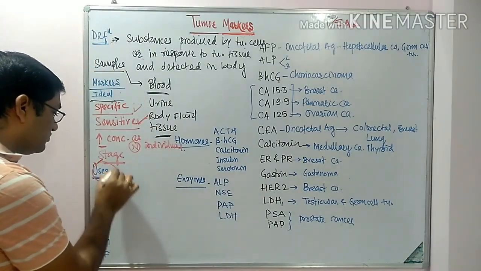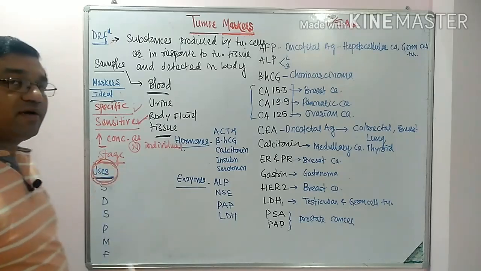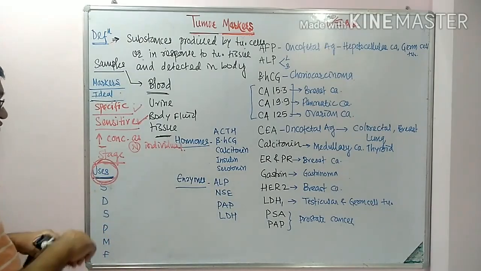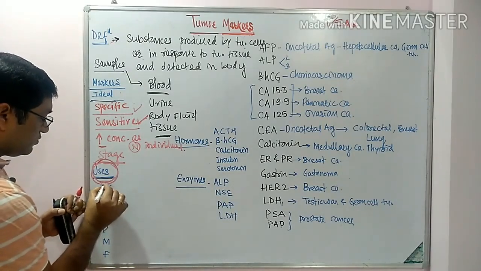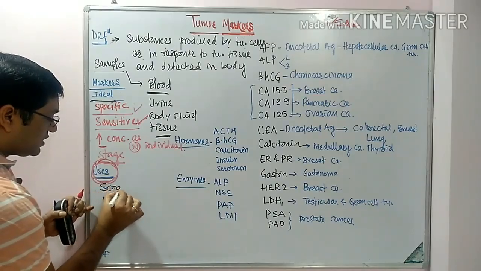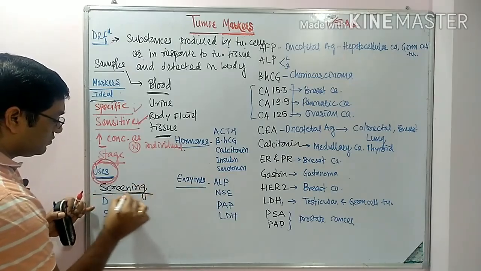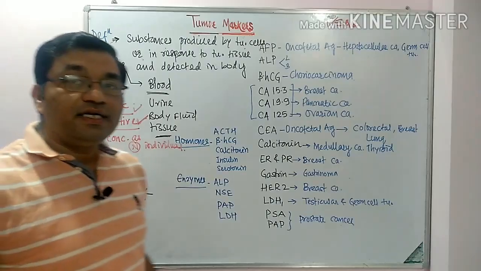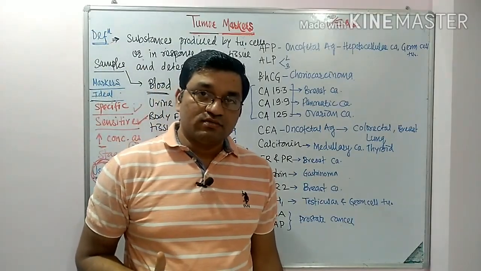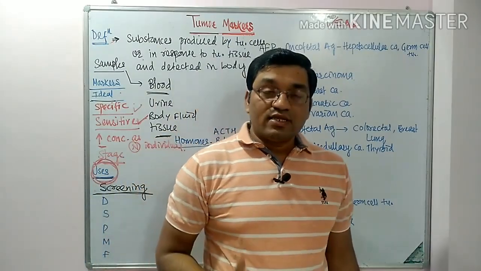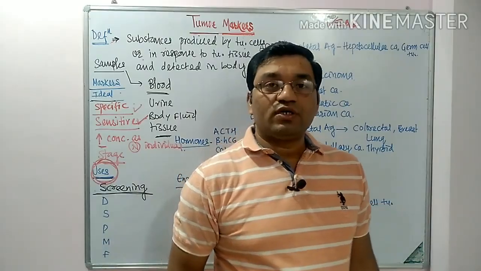Now what are the uses? Important uses of markers. The first one is that it is used for screening of the disease. What is the meaning of screening? Screening means early detection of cancer. Early detection helps in curing the cancer. It is very, very important.